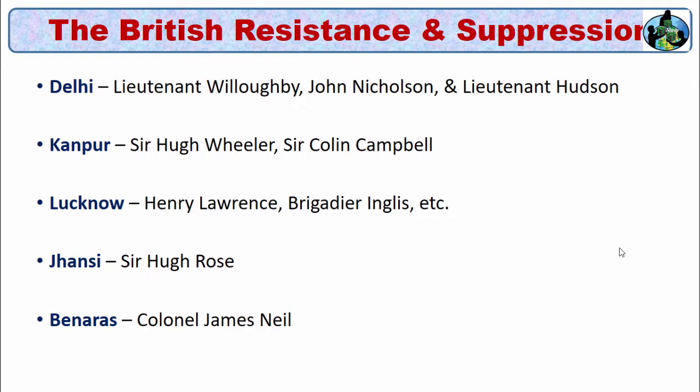The British resistance and suppression. Though the revolt was on a large scale, in a few weeks the company's officers controlled all the revolt centers one after another. Delhi, Kanpur, Lucknow, Jhansi, Banaras, all centers were controlled. Once all the revolt centers were controlled, now the question comes: what happened to those leaders? This question is also important for competitive exams.